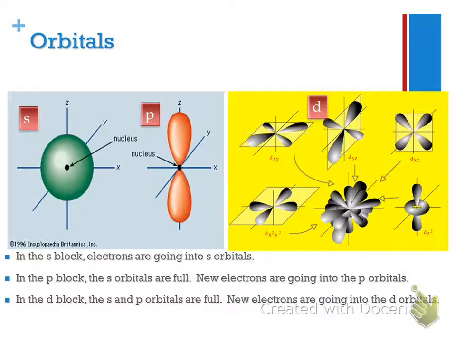Groups 13 through 18 make up the P block. On your periodic table, you need to be labeling groups 1 and 2 as S block, groups 13 through 18 as P, and then all of the transition metals, groups 3 through 12, as the D block.